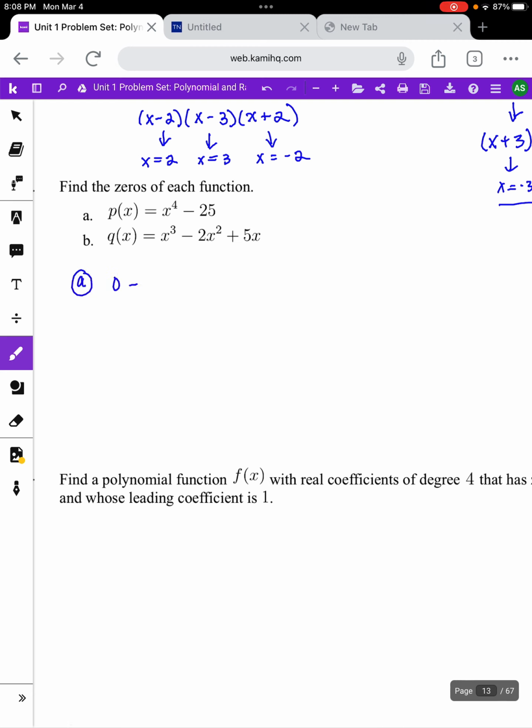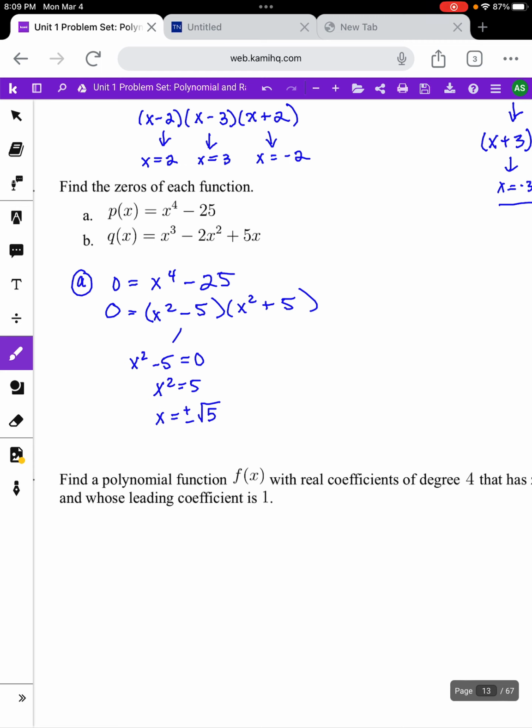All right, find the zeros of each of these functions. 0 equals x to the 4th minus 25. So this is a difference of squares, and that would factor to x squared minus 5 times x squared plus 5. And here we would get x squared minus 5 equals 0. Add 5 to both sides, and x is equal to plus or minus the square root of 5. Not pretty, but still an answer.